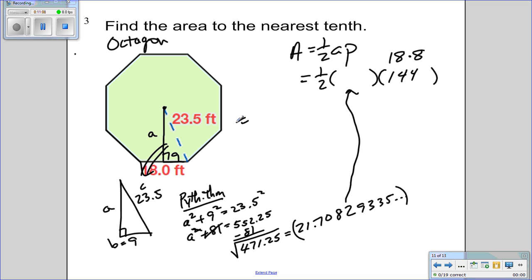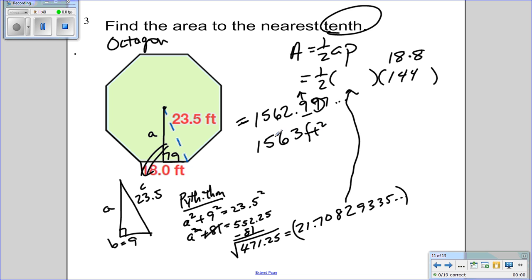Now, I'm going to calculate this. The last thing in my calculator was this long decimal, so I'm going to leave that in there and hit times 144 and then divided by 2, and I get 1,562.997, and it keeps going. Now this says round to the nearest tenth. My tenth spot is my 9. This is going to bump up because of that 9 to a 10, so my final answer is 1,563 square feet.